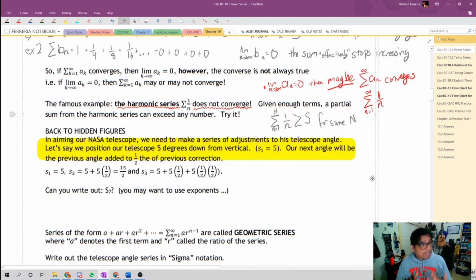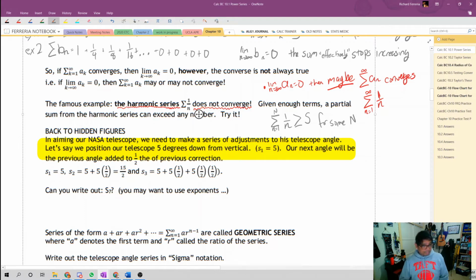Okay, let's pretend we're aiming a NASA telescope and we need to make a series of adjustments in the telescope angle. Let's say we position our telescope 5 degrees down from vertical, so S1 is equal to 5. The next angle will be the previous angle plus half of the previous correction. So S1 is going to be equal to 5. S2 is going to be 5 plus half of 5. S3 is going to be 5 plus half of 5 plus half of 5 again.